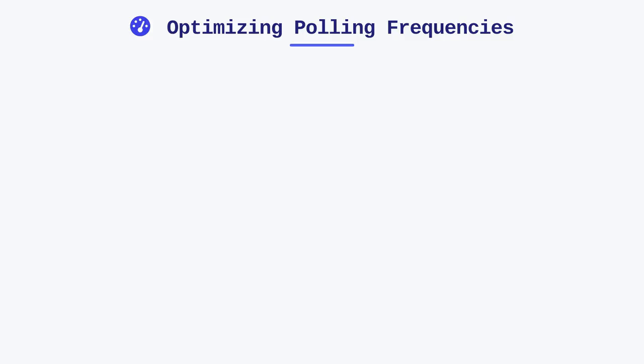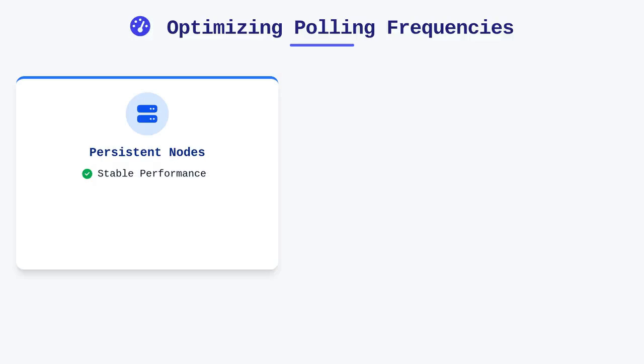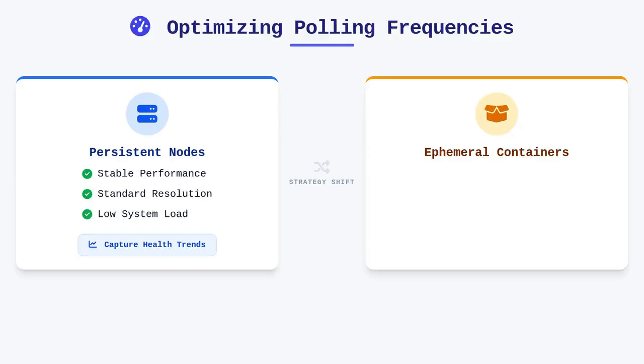When deciding on polling frequencies, we must account for the distinct characteristics of the underlying infrastructure components. A persistent database node generally exhibits stable performance profiles where a moderate standard resolution polling rate is sufficient to capture operational health trends without placing unnecessary load on the system. In contrast, ephemeral container environments require a more nuanced strategy because these resources are designed to spin up and die in seconds or minutes. If your collection frequency is too slow, you might miss the entire life cycle of a short-lived microservice, resulting in a blind spot in your resource utilization metrics.